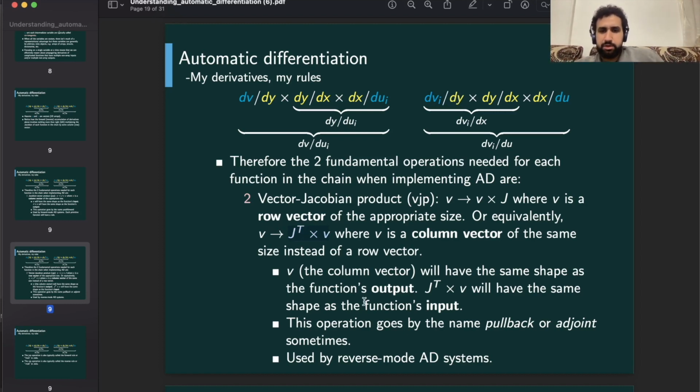And this operation typically goes by the name the pullback operation or the adjoint operator, right? So everything in automatic differentiation has multiple names. You can call it VJP, you can call it Jacobian transpose times a vector, you can call it pullback, you can call it adjoint, you can call it all that stuff.